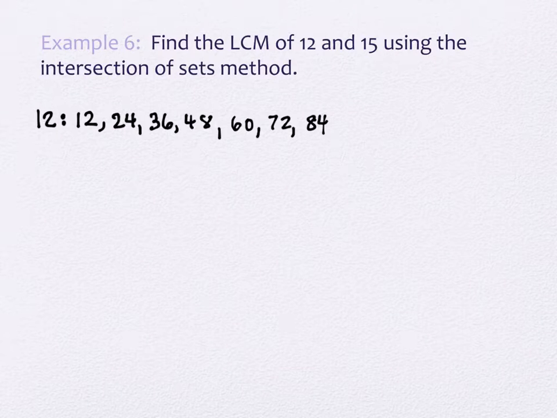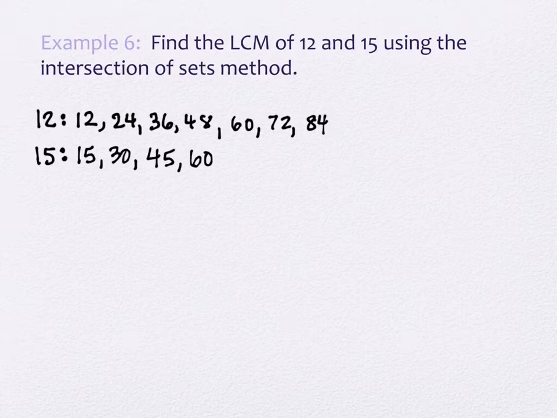72, 84. Okay. And obviously we can do this list out as far as we need to. So if we find out after we've written a number of them down, we're going to write our second list and they don't actually coincide yet, we would just extend our lists. So my list for 15 now. 15, 30. What's next?